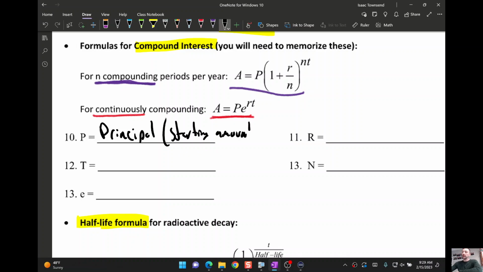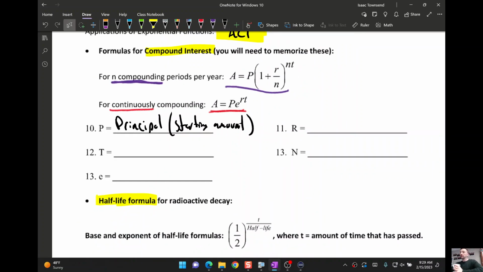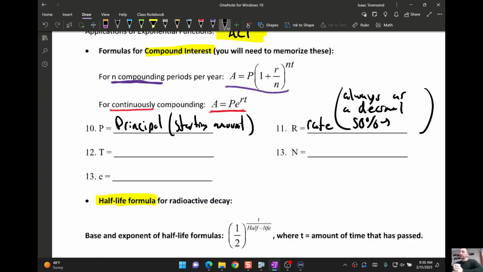So that could be how much of a loan you take out or how much of an investment you make. Just however much it's starting with is what we plug in for P. Both of these formulas have an R, which stands for the rate, and you need this always as a decimal. So if something was 50%, you should not put 50 in place of R. You should put 0.50. Always needs to be put in as a decimal.